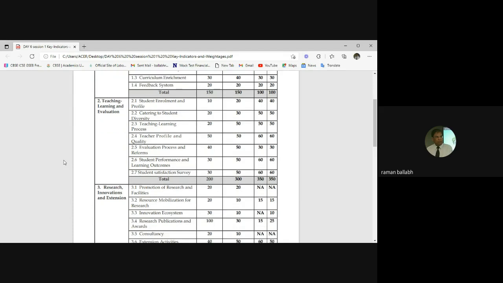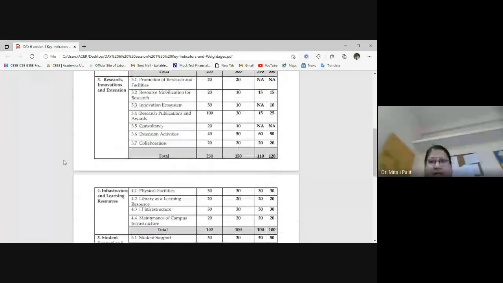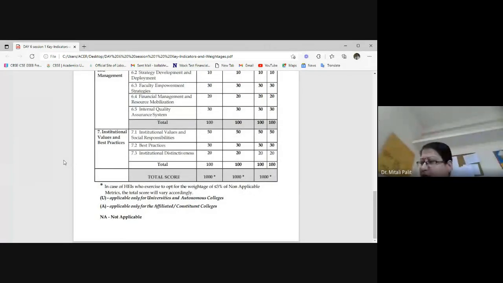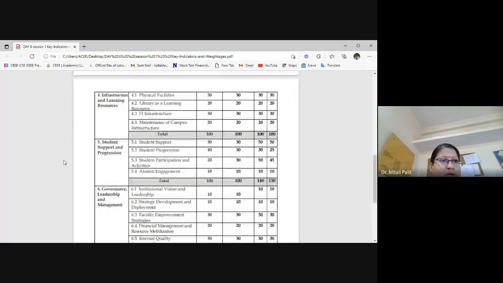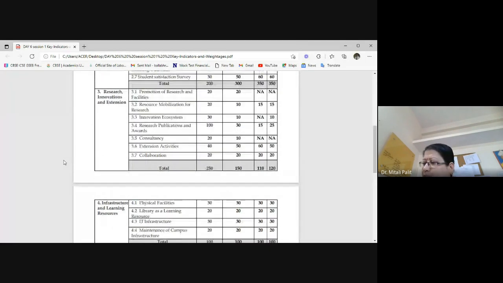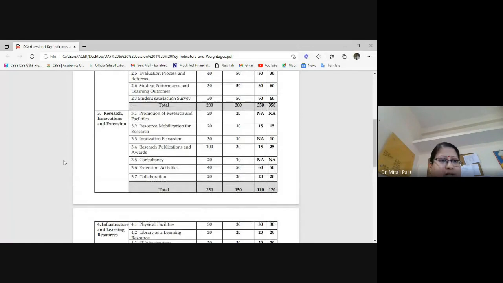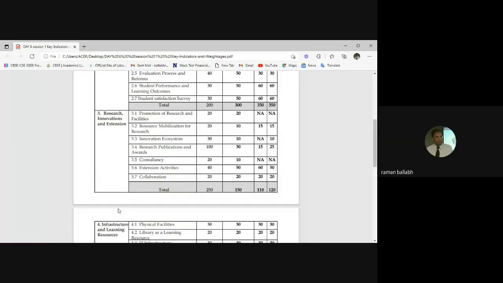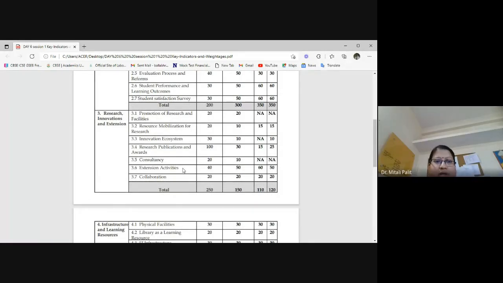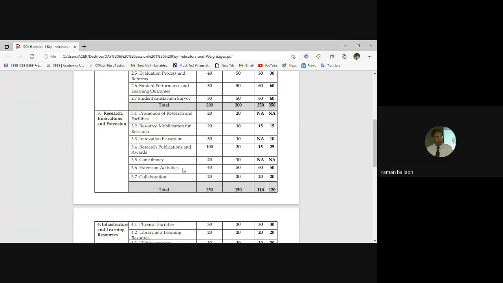Am I clear? Should I move ahead? Excuse me, sir. This is Mithali from 60 Degree College, Bangalore. Sir, I have a doubt in the third key indicator, point number 3.6, extension services, extension activities. What all will be included over here? Don't worry, ma'am. When I discuss criteria 3, I will elaborate on all those points.